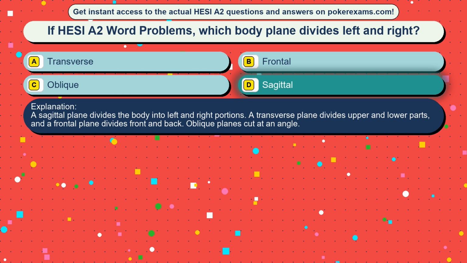A sagittal plane divides the body into left and right portions. A transverse plane divides upper and lower parts, and a frontal plane divides front and back. Oblique planes cut at an angle.